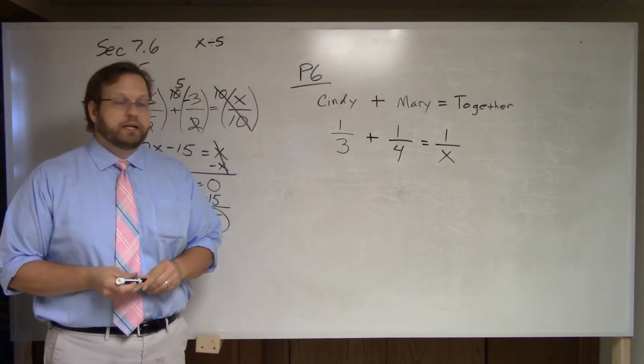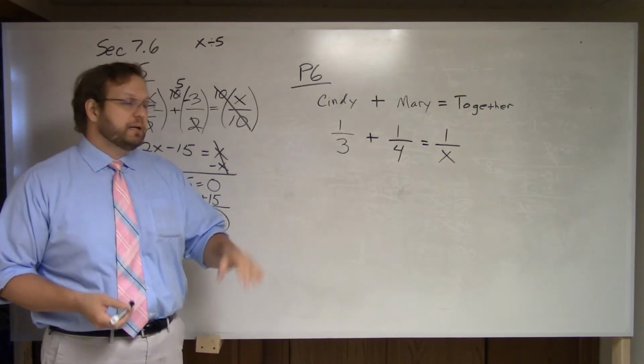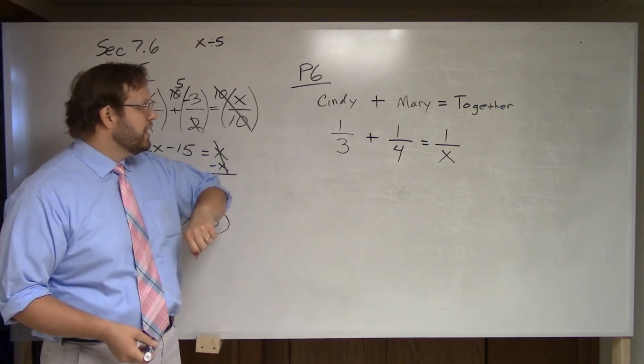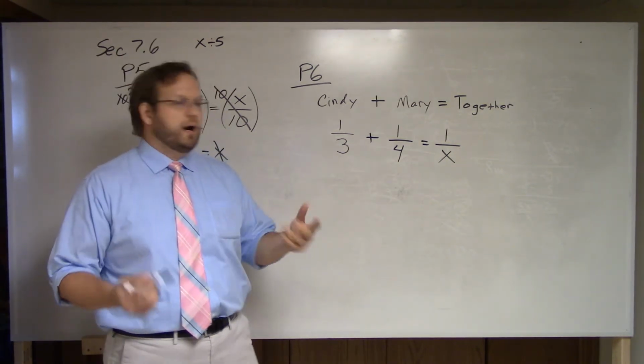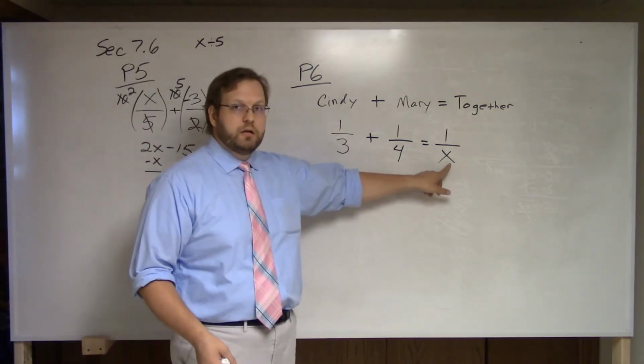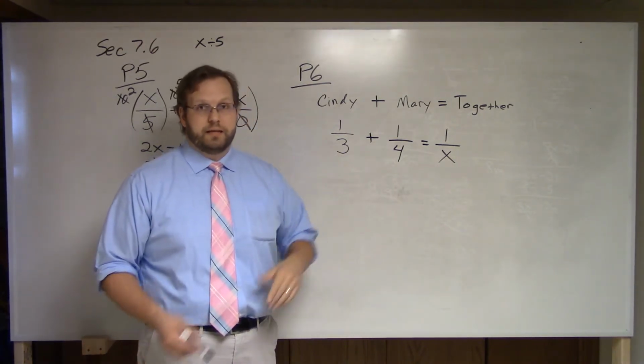Just be careful that you're putting the numbers in their correct spot. Because sometimes they'll say, Cindy takes 3 hours. We don't know how long Mary takes. Together it'll take them 2 hours. Then I would put the 2 here. So make sure you're putting them in the correct spot, but it's always 1 over that time.